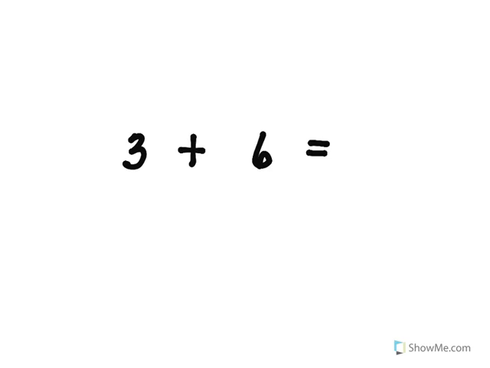Okay, so hopefully you had a chance to solve it. So I'm going to write 3 dots here, and then 6 dots here. And then I'm just going to count the dots. All right? So I have 1, 2, 3, 4, 5, 6, 7, 8, 9. So 3 plus 6 is equal to 9. All right, let's try another one.